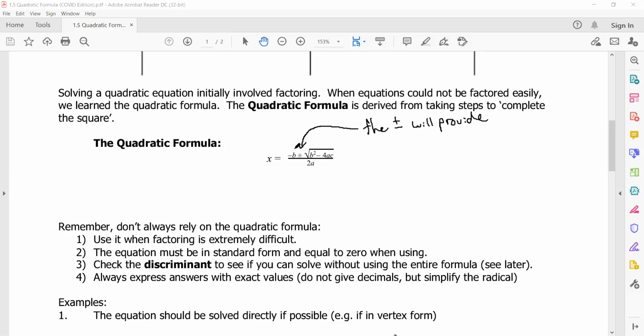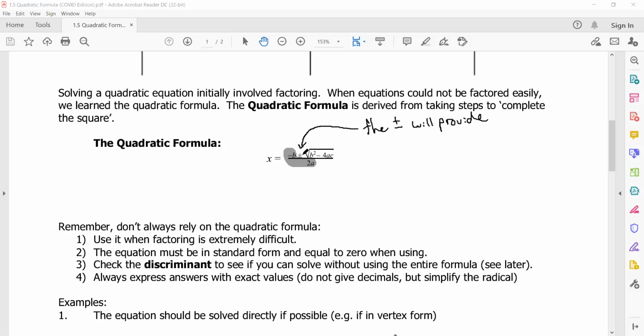The negative b over 2a will give you a number, and then if you add that square root to it, it will increase the value, or if I subtract it, it will decrease the value. Long story short, the negative b over 2a represents the axis of symmetry. If you add more to it, it gives you the x-intercept here. If you subtract it, it'll give you the x-intercept there. That's all it is. Okay?